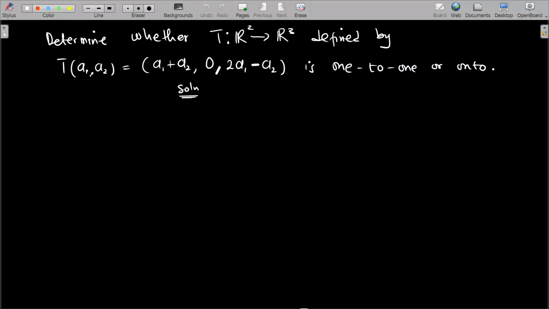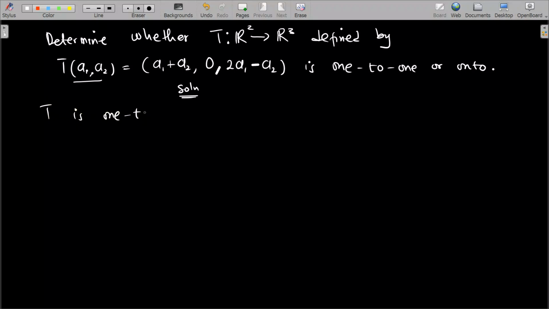Yeah, so there's also another problem here that I want to show whether the given transformation is one-to-one or onto. So determine whether T such that R2 maps to R3 defined by take a two-dimensional vector and then it will transform to give us a three-dimensional vector. Is this one-to-one or onto? Again, in our previous lesson, I said that T is one-to-one.